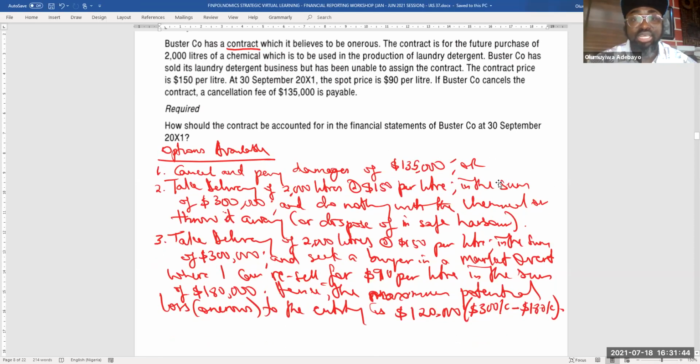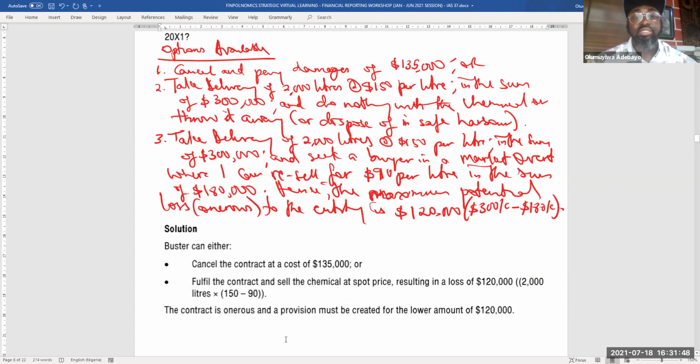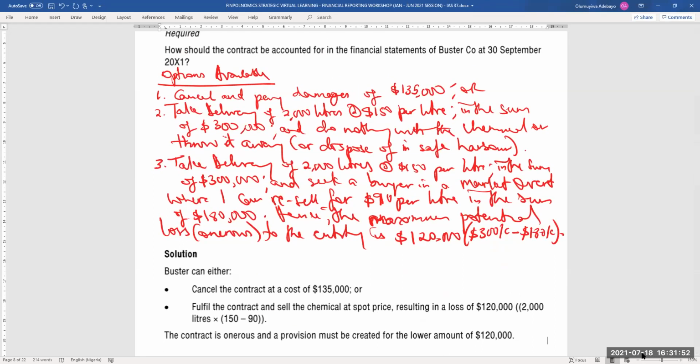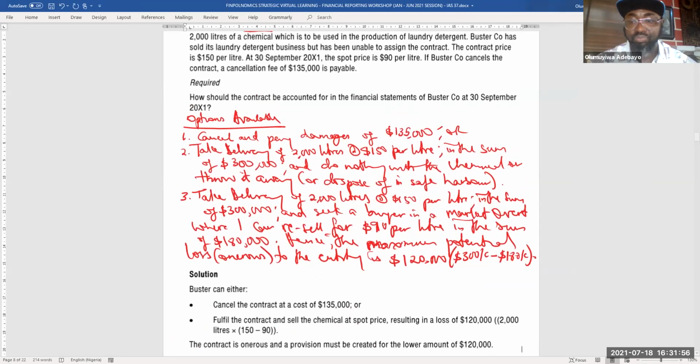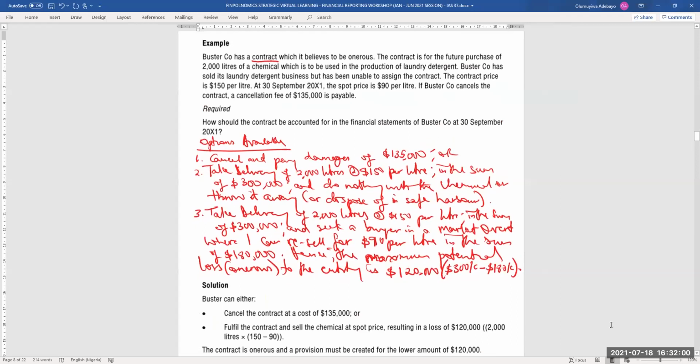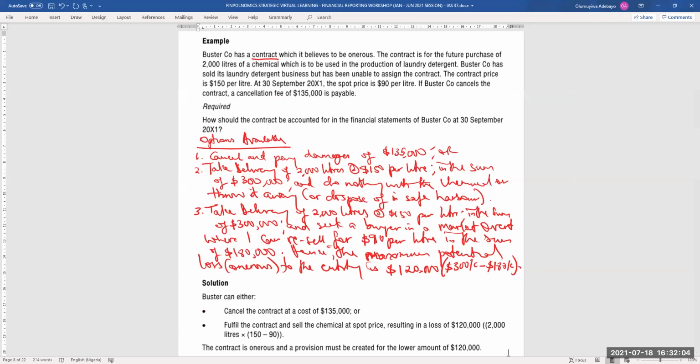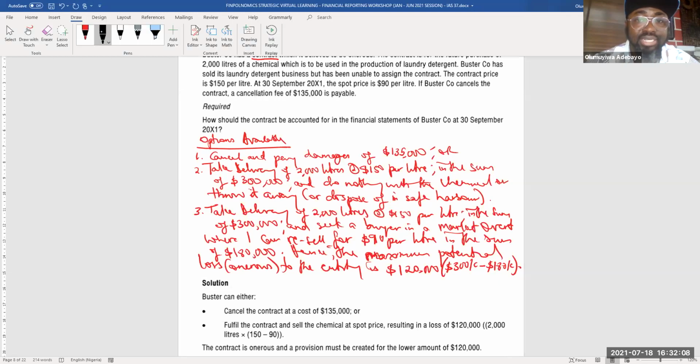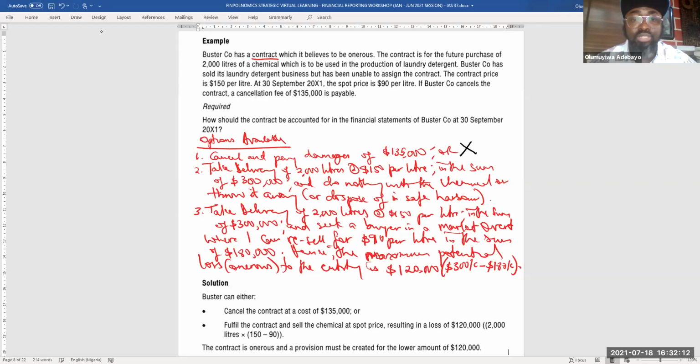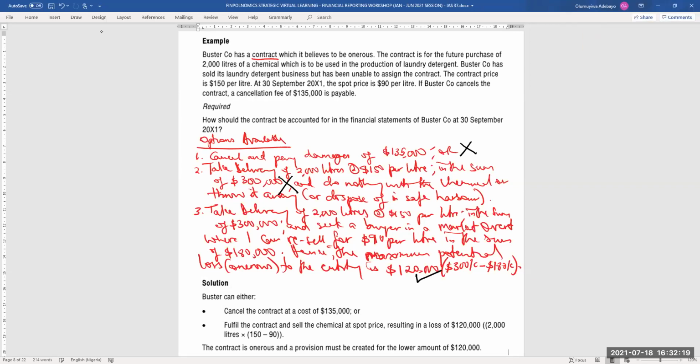Therefore, what would be our conclusion? Can somebody pick it up? What is the solution now? Okay, Bosca can either cancel the contract at the cost of $135,000 or fulfill the contract and sell the chemical at the spot price. Which means in our own case here, this 135 is no. But what is yes? 120. Or fulfill the contract, yes. Okay, or fulfill the contract and sell the chemical at the spot price, resulting in a loss of $113,000. I think those are the two options.